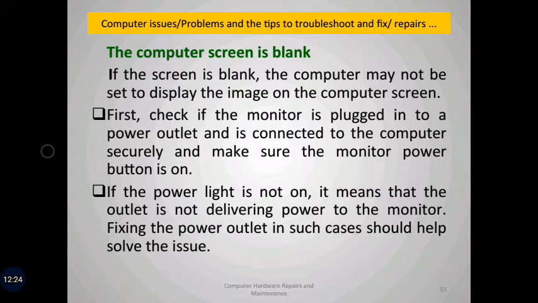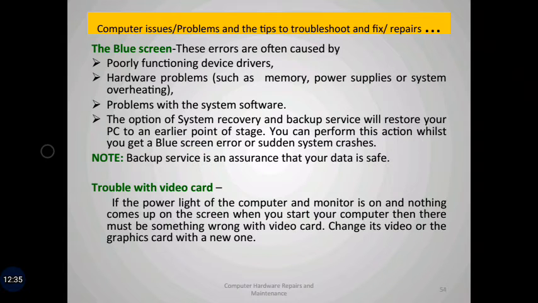If the power light is on, it means that the outlet is not delivering power to the monitor. Fixing the power outlet in such cases should help solve the issue. So that's the first problem, guys, when you're seeing that the computer is not displaying on the monitor. Then the second problem about the monitor, you have the blue screen.